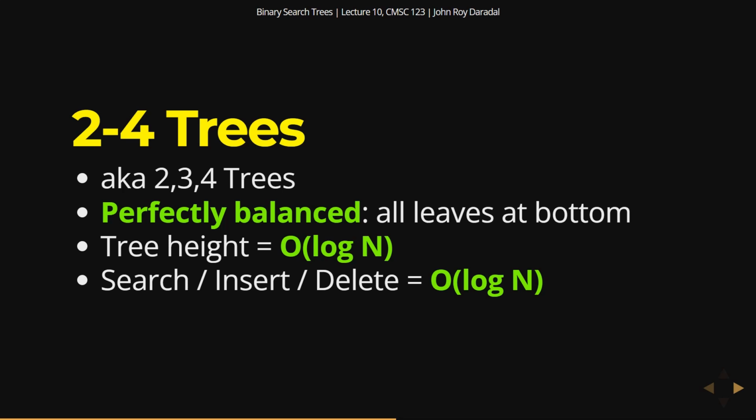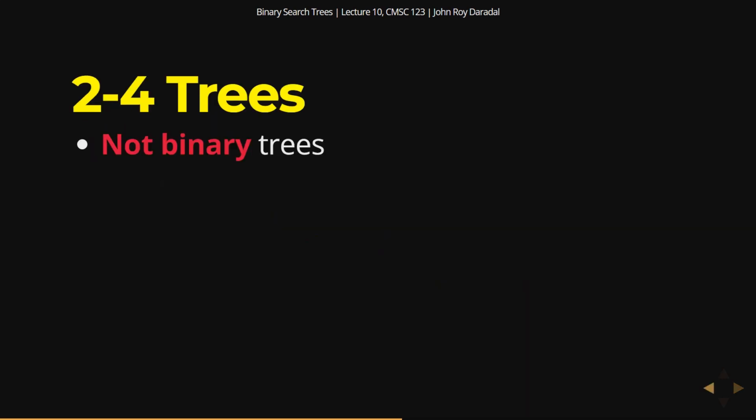So what is the catch here? If it's perfectly balanced, why did we have to learn splay trees and red-black trees and AVL trees if there was a perfectly balanced tree that was already existing? Well, the drawback here is that it's not a binary tree. Okay, it's a 2-4 tree. So how does it look if it's not a binary tree?